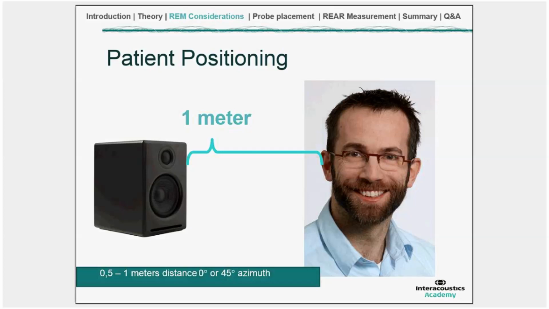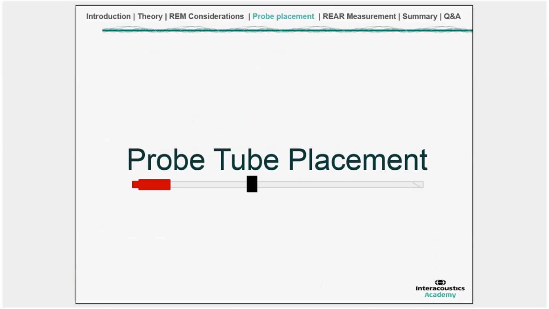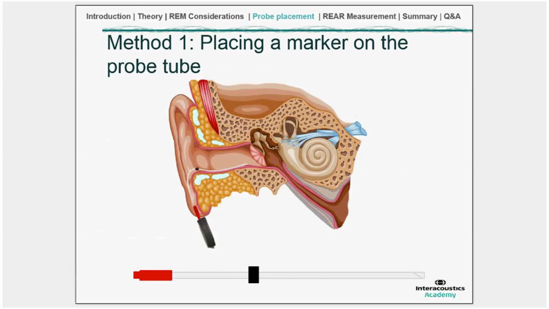But with the patient set up, we are now ready to put the probe tube into their ear. So as I mentioned, I think probe tube placement is the biggest barrier which audiologists find towards real ear measurement. And here are just a couple of techniques on what you can use to overcome this issue. So the first method is to take advantage of the black marker on the probe tube. Here, if I click, we can see there's a tick there, and that's the black marker on the probe tube.